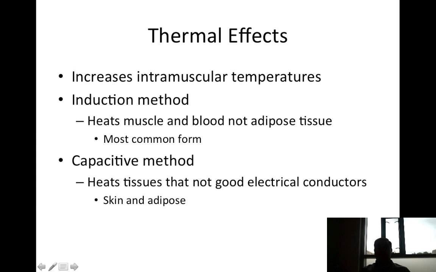Some thermal effects, right, increase intramuscular temperature. The induction method heats muscle and blood, but not adipose. That's the most common form or method that we use for diathermy. The capacitive method heats tissues that are not good electrical conductors, skin and fat.